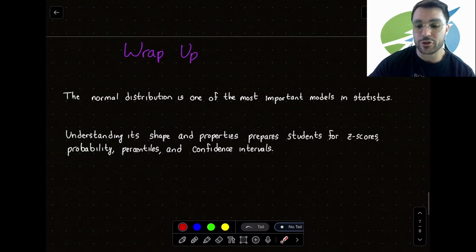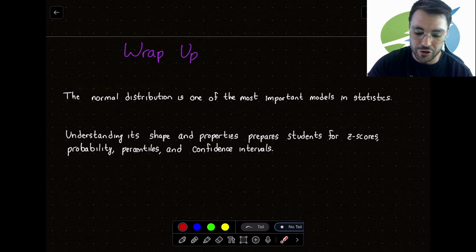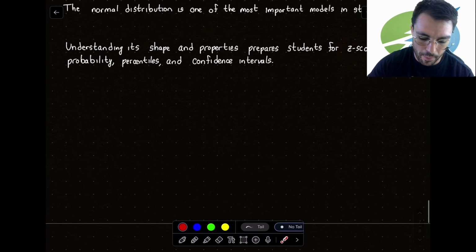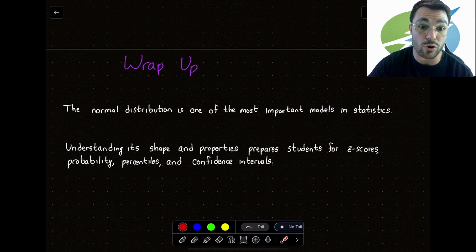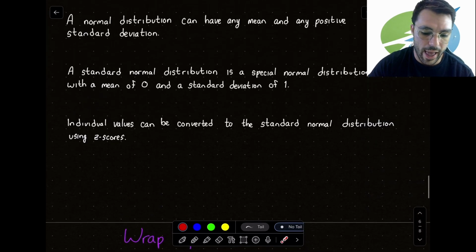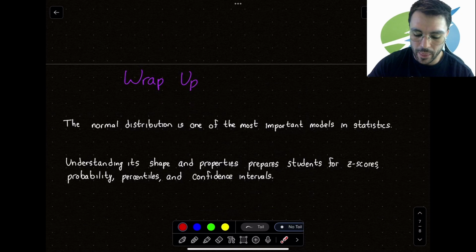Okay, and just a quick wrap up. Normal distribution is one of the most important models in statistics. Understanding its shape and properties prepares students for z-scores, probability, percentiles, and confidence intervals. We'll have more practice problems with the normal distribution when we get to z-scores and maybe in the next video too. But this is more just conceptual, just kind of introducing what the normal distribution looks like and what we could do with it going forward.